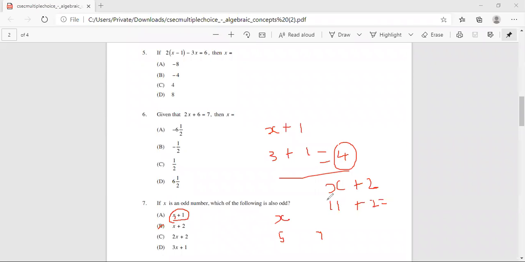Remember, this is the odd, right? This is the reason why I put 11. We're going to get 13. We get the same odd. Right? The third condition can't work either.